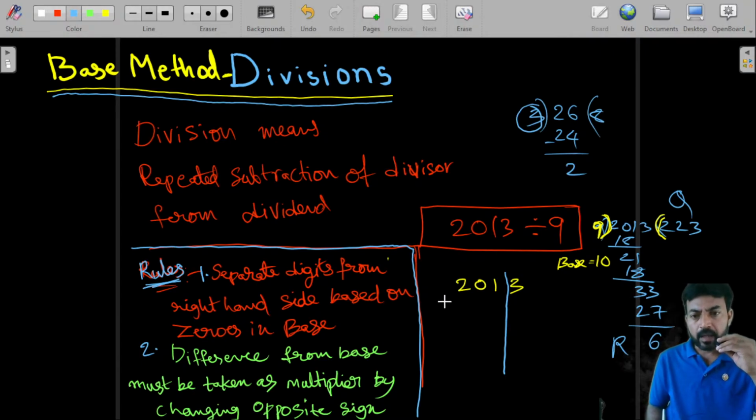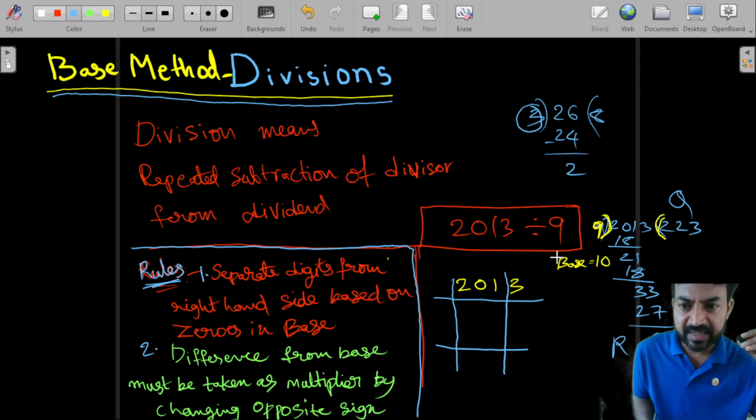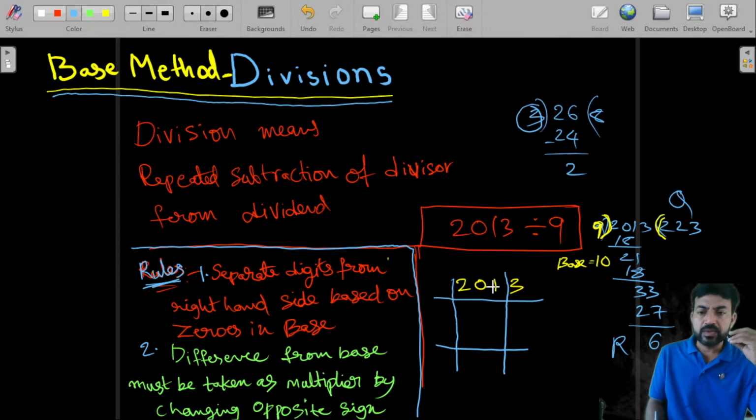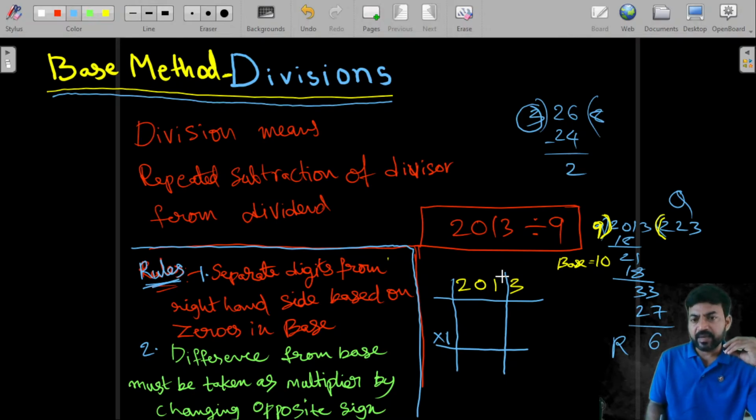Now you have to draw lines like this. So what is the multiplier here? Difference between base and divisor. See, difference from base must be taken as multiplier. So divisor is 9, and the difference between base and divisor is 1. So you have to take 1 as multiplier. You have to write it here. Simple. Is it clear? Just separate 1 digit from this dividend.